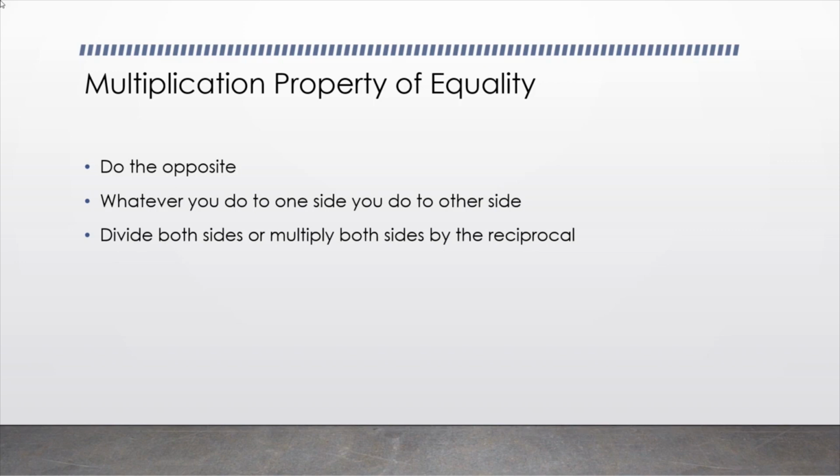All right, so now let's look at the multiplication property of equality. Just like the addition property of equality, you're doing the opposite. So if you see multiplication, you want to do division. Or what you can do, if you see multiplication, you can multiply by the reciprocal. Whatever you do to one side, you do to the other side. We've seen that before. And then divide both sides or multiply both sides by the reciprocal. So let's look at a couple examples of this.